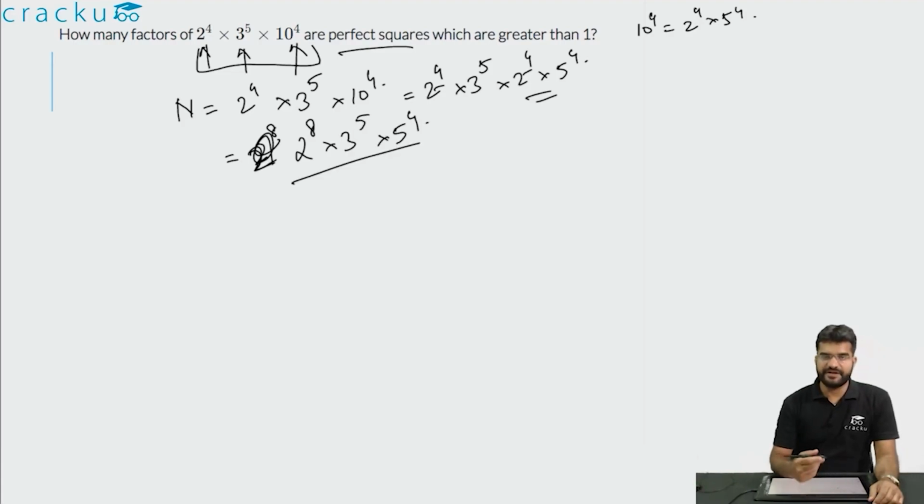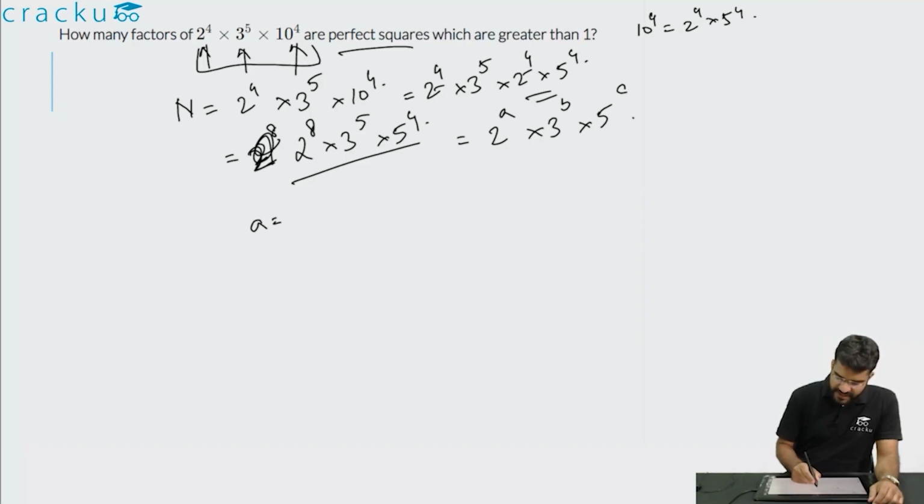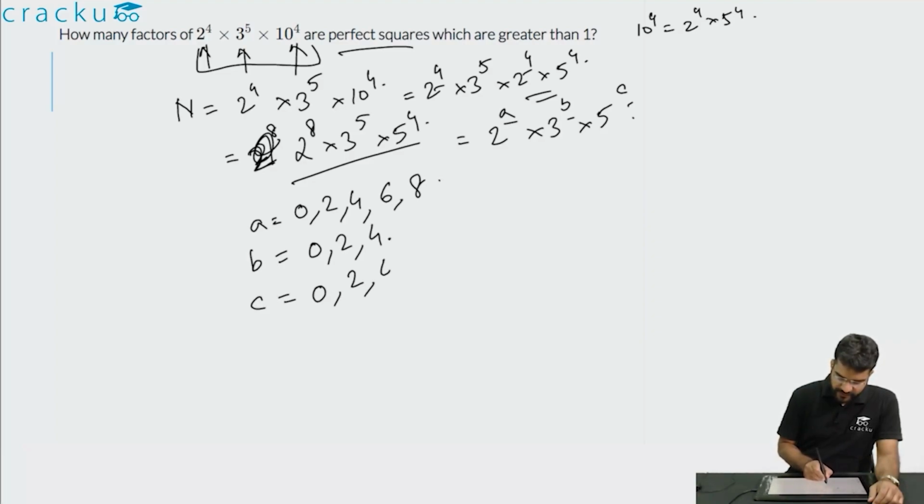Now for this number, we are required to find out how many of the factors are perfect squares. Let us assume that a factor of this number is 2 to the power a into 3 to the power b into 5 to the power c. Now if this is a perfect square, then all a, b and c have to be even numbers. So a has to be either 0 or 2 or 4 or 6 or 8. Similarly, b also has to be even, so b can be either 0 or 2 or 4. Similarly, c also has to be even, so it can be either 0 or 2 or 4.